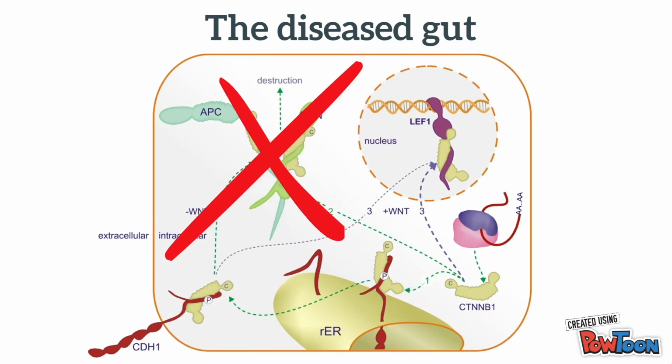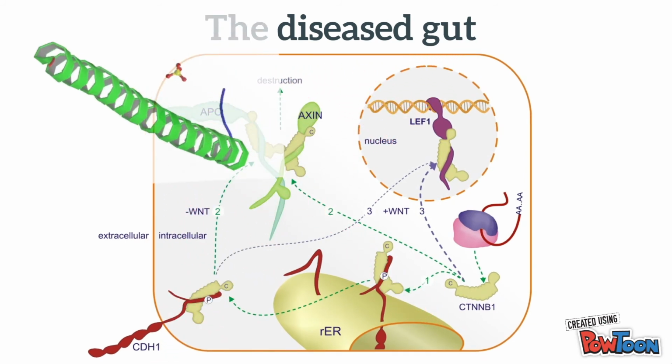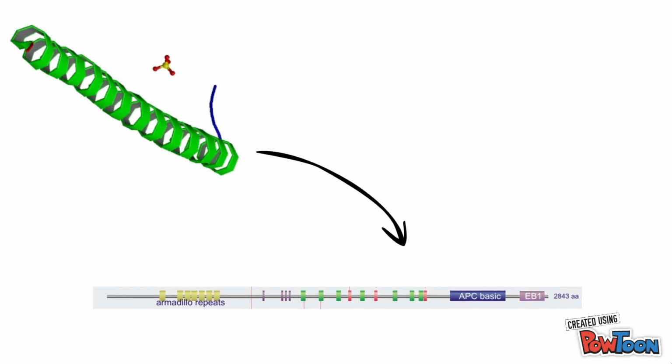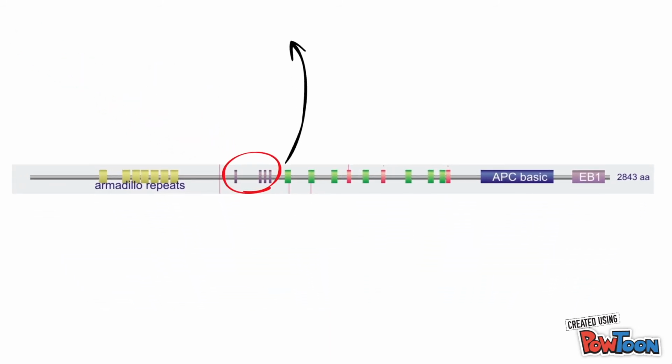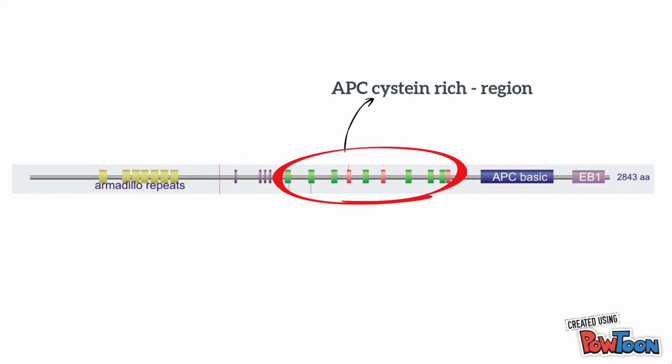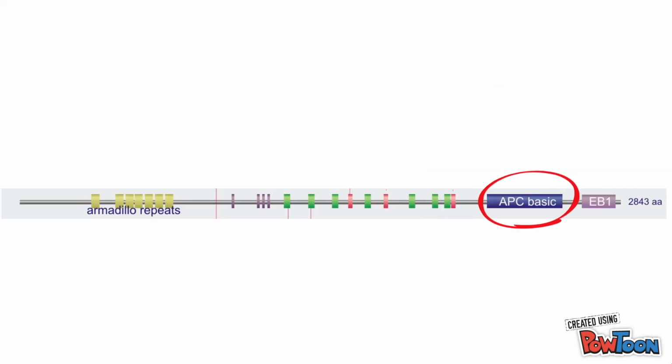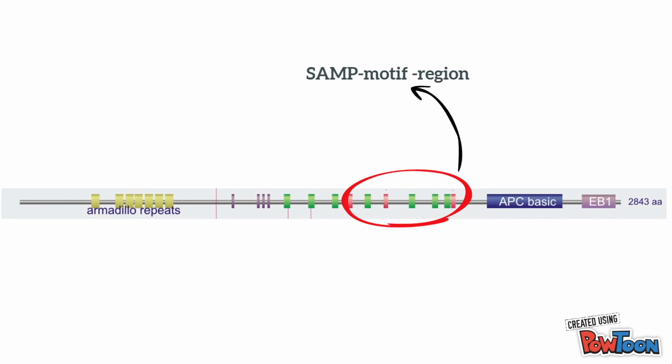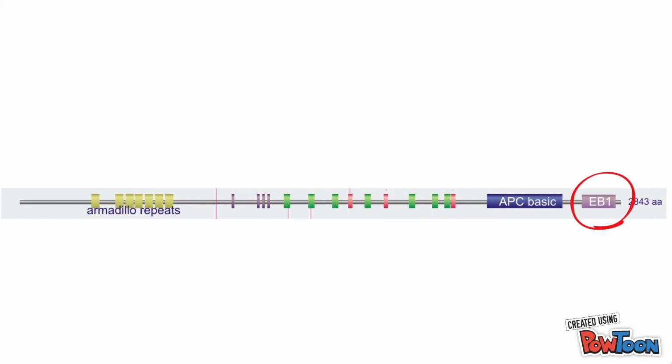In FAP, the signal transduction we just discussed is disturbed. This is because of a mutation in the APC gene. The APC protein has 6 important regions. Among these are the APC motif region and the APC cysteine-rich motif region, which are both involved in the beta-catenin binding. Then there's the APC basic region, which is a stretch of charged amino acids. Another region is the SAMP motif region, which binds to axin. The EB1 region is for end-binding proteins and is associated with microtubule binding. And at last, the armadillo repeats.